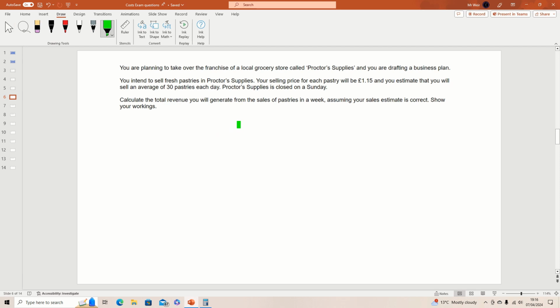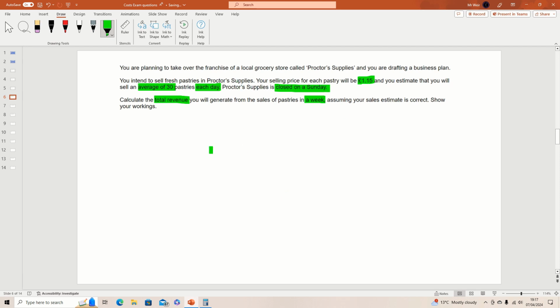Okay, so let's go through it. It says here that the price for each pastry will be £1.15, and you estimate that you will sell 30 each day. It says Proctor Supplies is closed on a Sunday. Calculate the total revenue for a week.